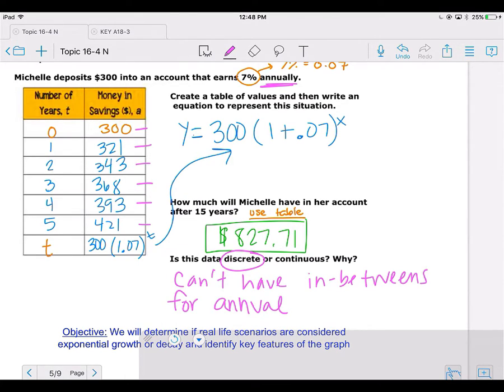Okay, so because she's getting paid once a year, she would not have in-betweens in her account. She gets paid one time a year every time. So if you look in January, if you look in December, she's still going to have the same amount of money.